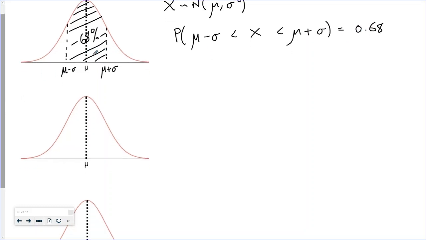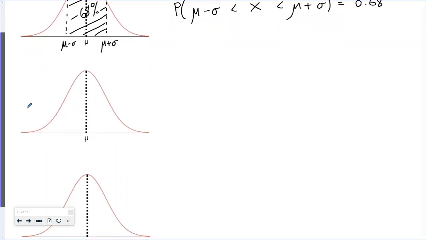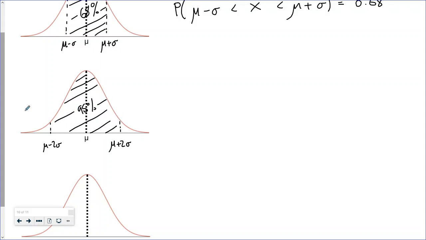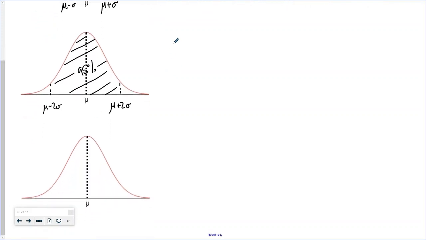Well, we could move a little bit further away from the mean, and let's look at what's the probability of x being within 2 standard deviations of the mean. So if I draw in mu minus 2 sigma, we need to be greater than that, but less than mu plus 2 sigma. And again, it turns out this is a constant probability. The probability of being in this region is 95% approximately. And again, I could write that as a probability statement like that.